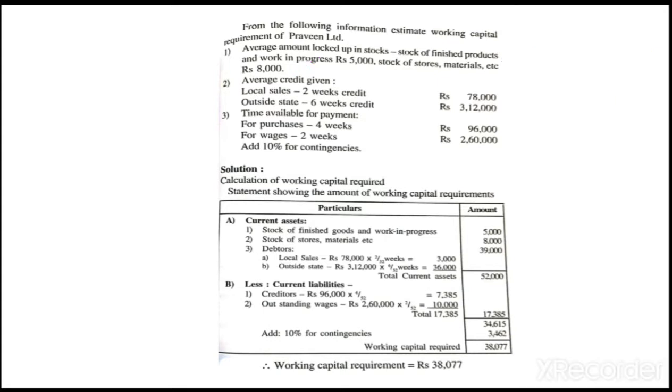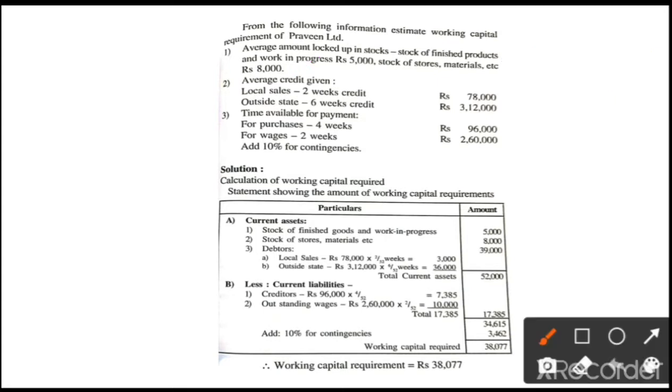Next, the second one, average credit given. Local sales, 2 weeks credit, 78,000. Outside state, 6 weeks credit, 3 lakh 12,000. It means, most important, what is credit? Whatever sales we made, on those sales we had given 2 weeks and 6 weeks credit. It means it is a debtor.